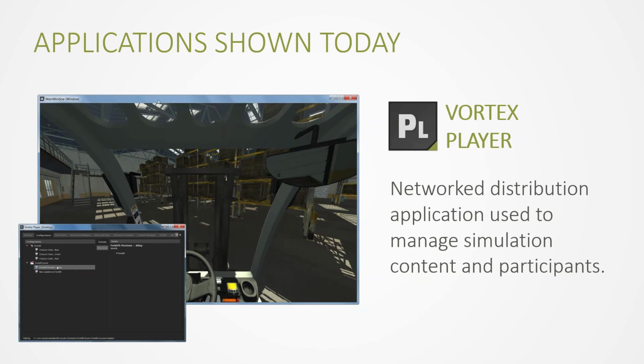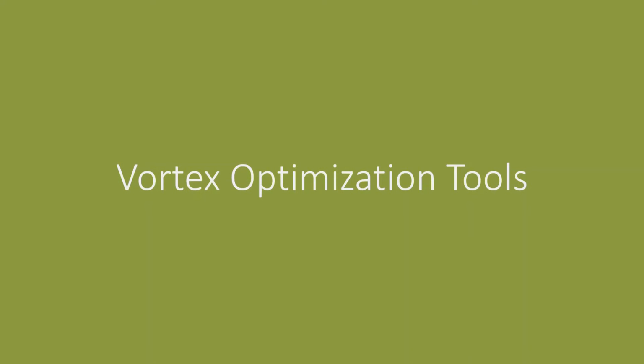Now, the Vortex Player is used to distribute simulation content. Typically, when your content is distributed using the Vortex Player, you're going to have a certain level of performance that you've attained, and you'll be really at the last steps of troubleshooting and optimization. All right, so let's jump into it, and let's look at the different tools available.